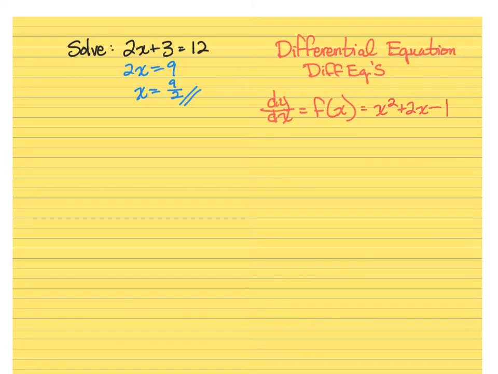Now, we can get more complicated. Here's one: dy dx equals xy plus 3. Right? Now you notice this one. This one involves the derivative, but the derivative of y. Let me write it this way because sometimes this is helpful, right? dy dx is the same as y prime equals xy plus 3.